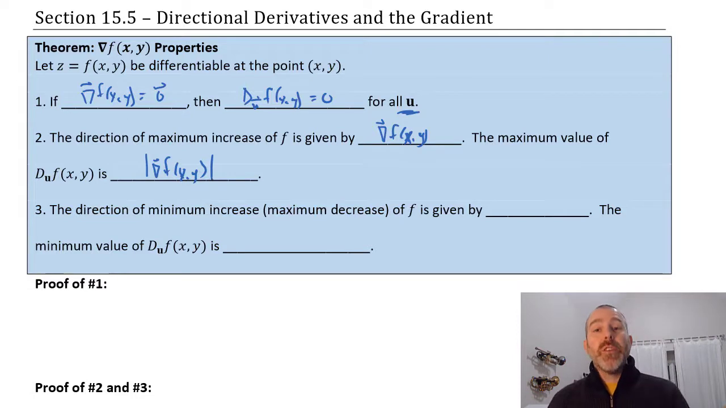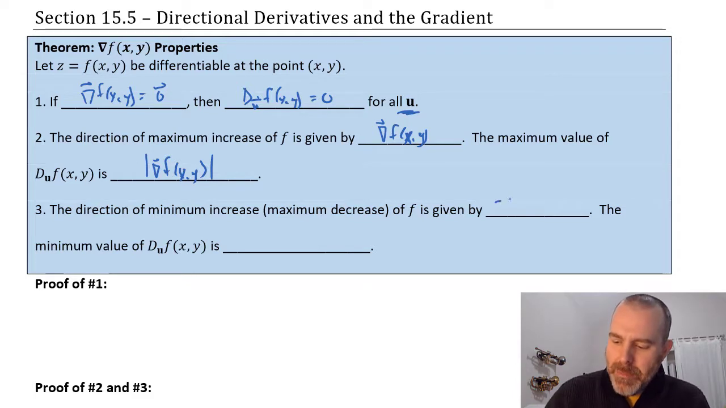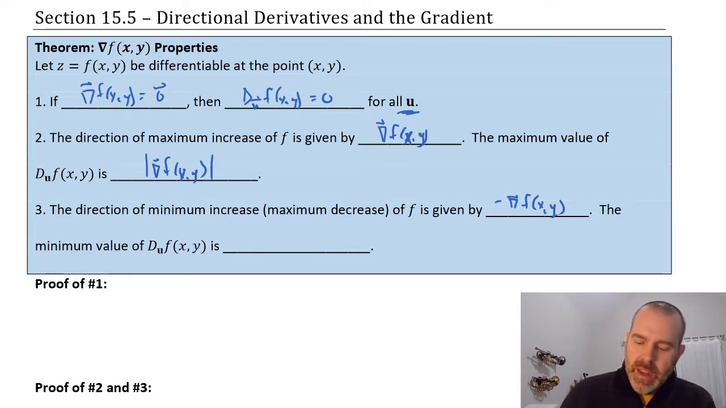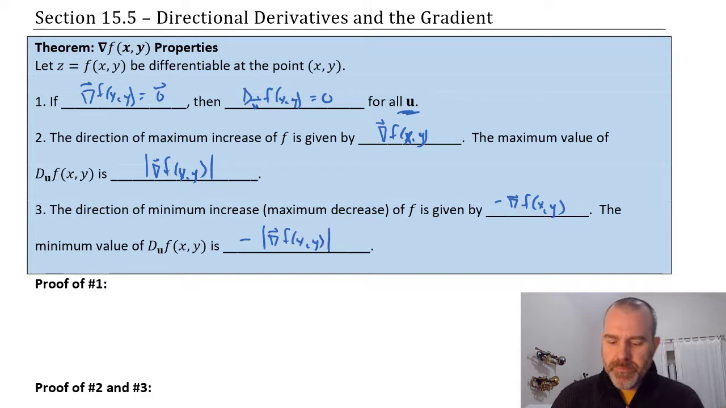Would be the magnitude of the gradient, and then the direction of minimum increase, or maximum decrease if it's negative, is given by the opposite of the gradient. And the minimum value then is the opposite value of the magnitude. The minimum value, again, of the directional derivative is the opposite of the magnitude of the gradient.